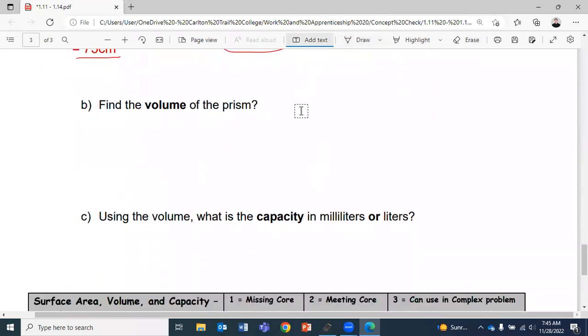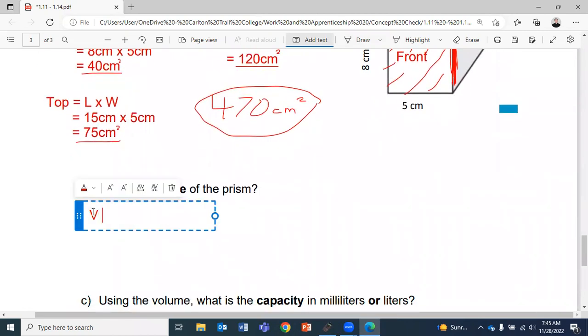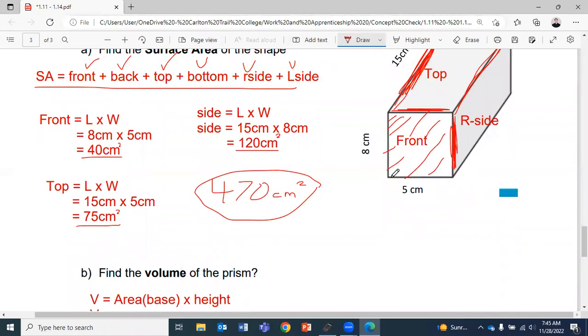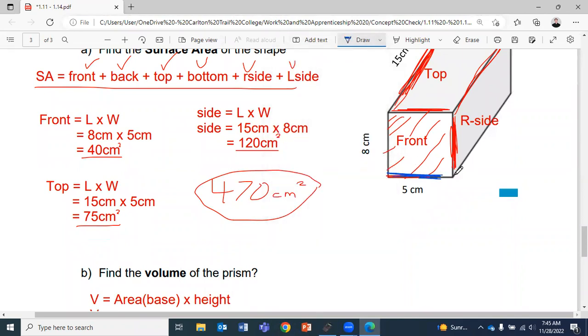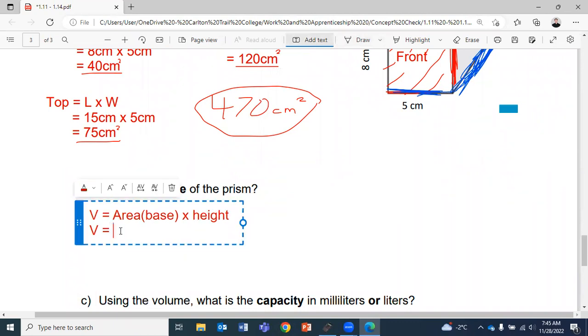Now for the volume of it, I look at my formula. It's a 3D shape. It's a 3D prism. I know that my volume is going to be, remember, the area of the base times the height, right? What is my base here? My base of this shape, I'm going to use blue for this, is a rectangle, right? That's the base. That's the bottom of my shape. How do I find the area of a rectangle? Length times width, right? Then I times that by height. So area of the base is length times width times the height.